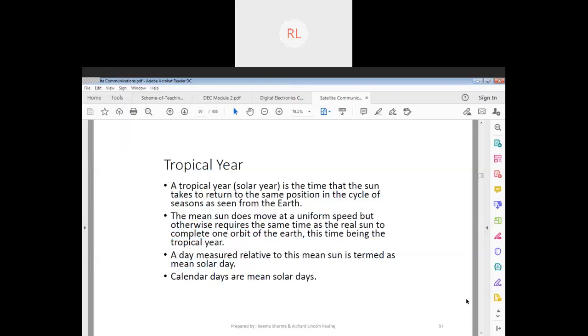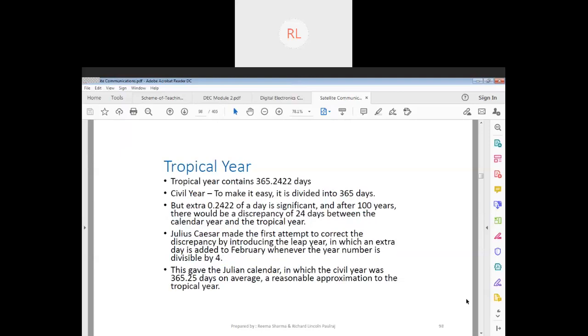The mean sun does move at a uniform speed, but otherwise requires the same time as the real sun to complete one orbit of the earth, this time being a tropical year. We call it a solar year or a tropical year because we assume that the mean sun moves at a uniform, same speed. Sometimes assumptions are made, and that's important. A day is measured relative to this mean sun, and it is termed the mean solar day. So one day with reference to the sun is called a solar day. Calendar days are mean solar days, which means the average with respect to the sun.